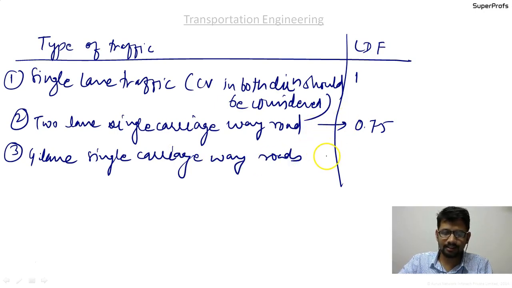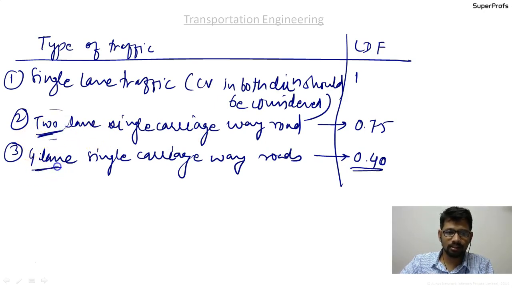Again, CV in both the directions should be considered in each of these cases. Here it comes down to 0.40, because there were two lanes over here, and vehicles could shift from one lane to the other. But in this case, from the first lane to the third lane, so there are three lanes where the vehicle can be accommodated. That's why the lane distribution factor becomes still lower.